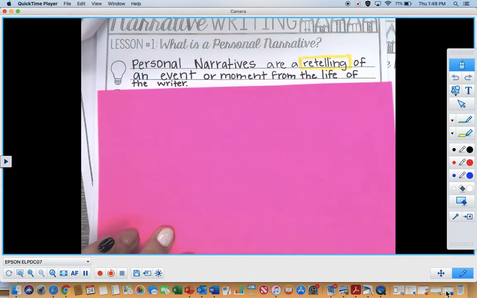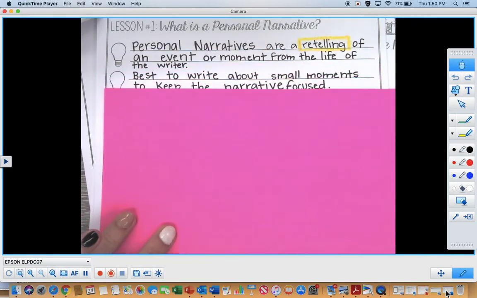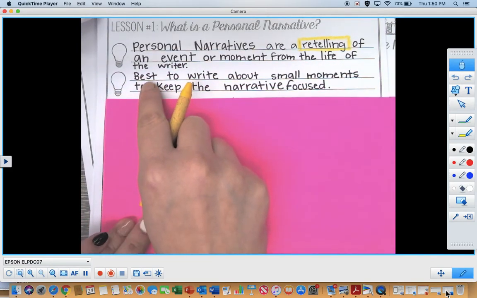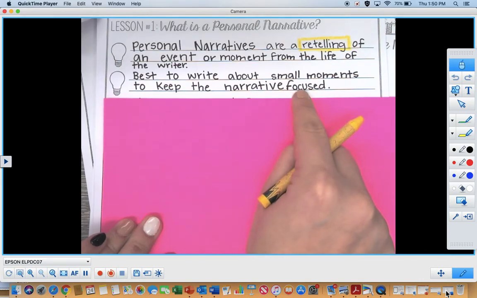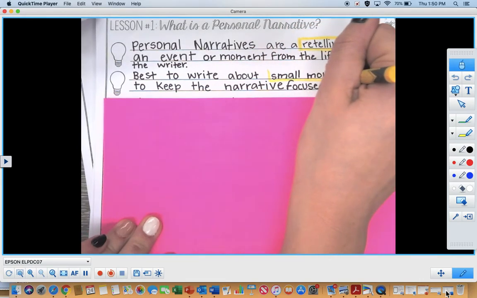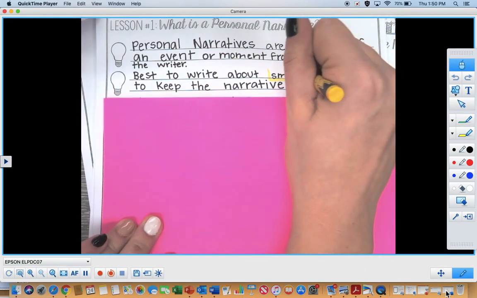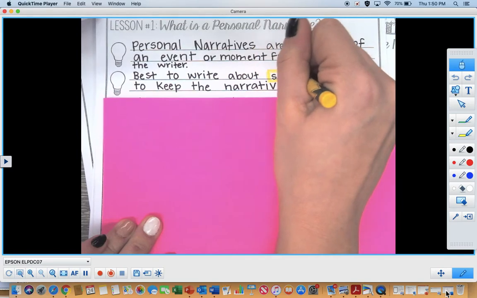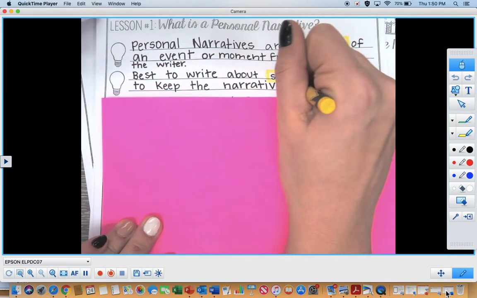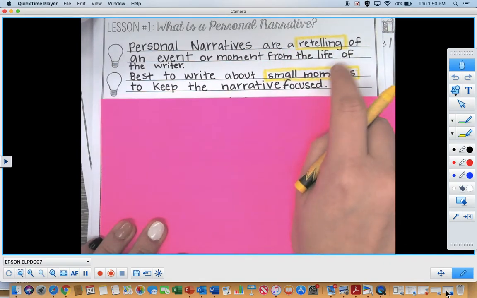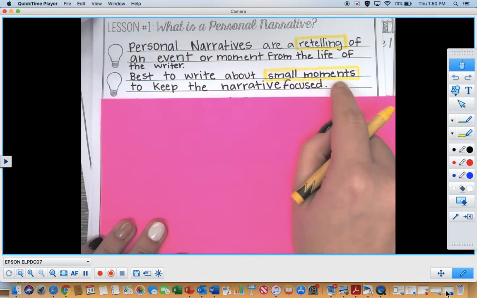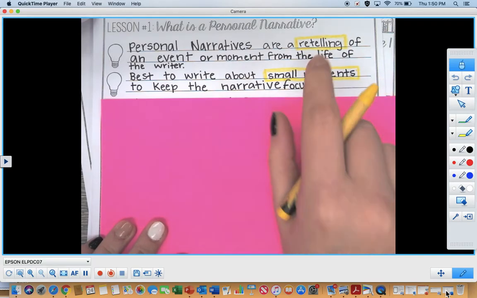I'm going to go ahead and move on to the next point of a personal narrative. It is best for personal narratives to write about small moments to keep the narrative focused. I'm going to highlight where it says small moments. It is really important that we write in small moments, because if we start talking about big things, it's really hard for us to stay focused on the story we're talking about. Sometimes we'll get distracted and start sharing too many details, and I don't understand what the whole point of your story is. So it's best to write in small moments so that we can really focus on what it is that we are trying to share with the reader.